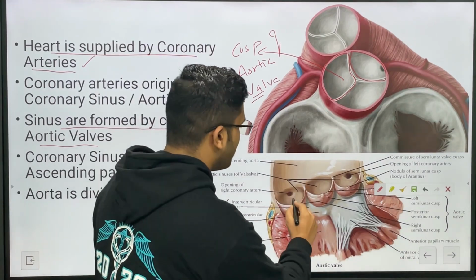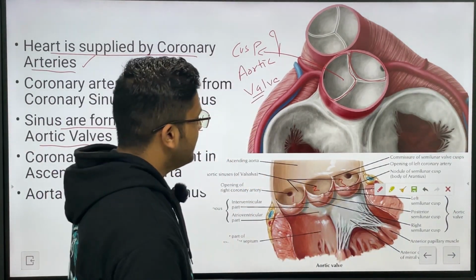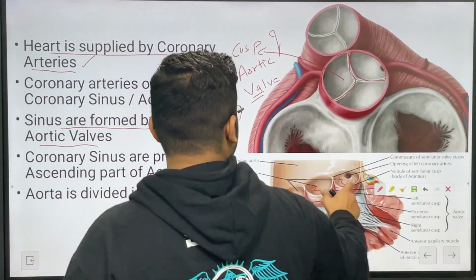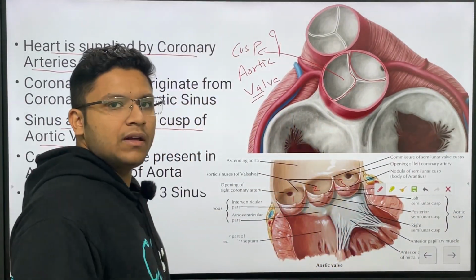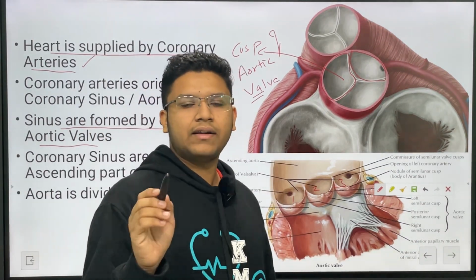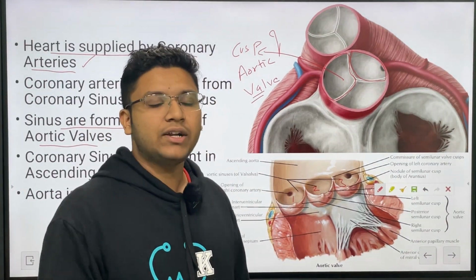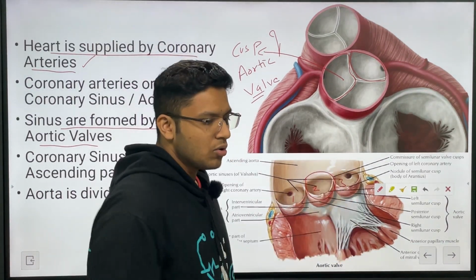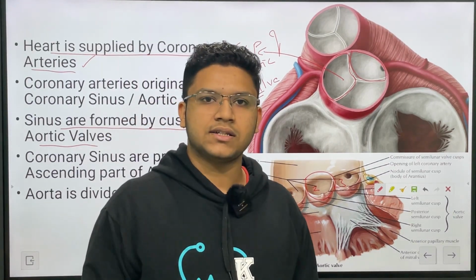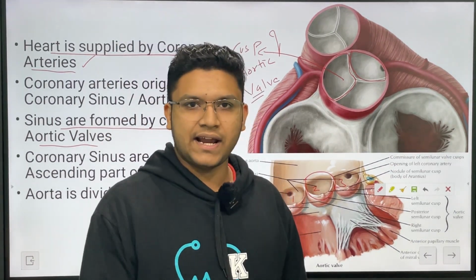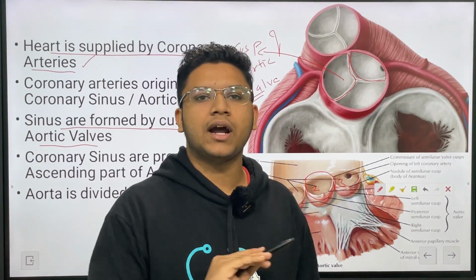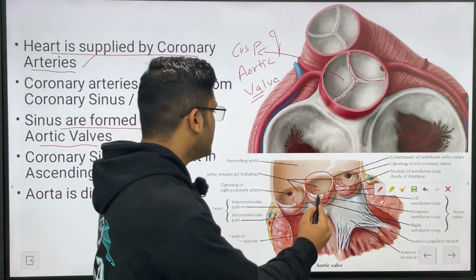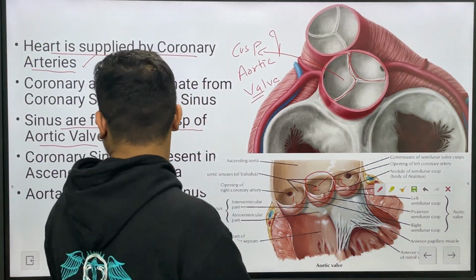So these are three in number, 1, 2, 3. One of them will be your non-coronary sinus, which we will discuss below, and two of them are coronary sinus. The two coronary sinus are left coronary sinus and right coronary sinus, and out of three, one is non-coronary sinus. So what is the meaning of non-coronary sinus? Non-coronary sinus is that sinus which is giving neither right coronary artery nor left coronary artery. So this is your non-coronary sinus.